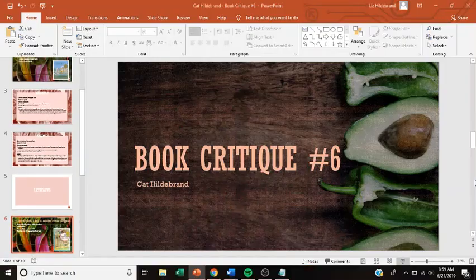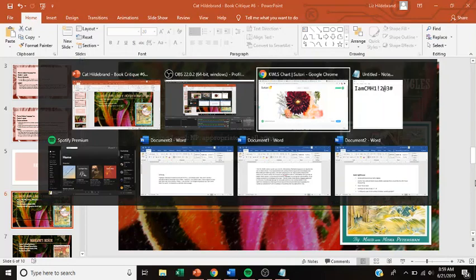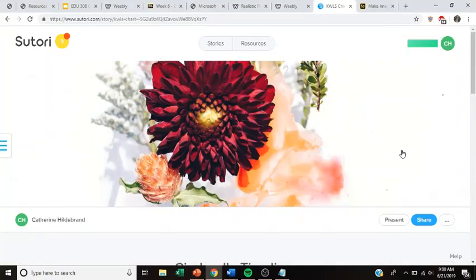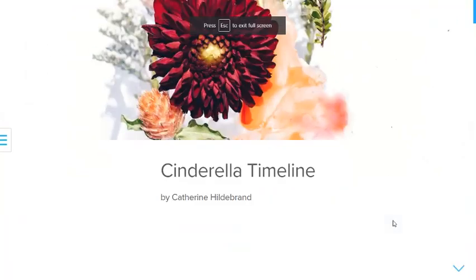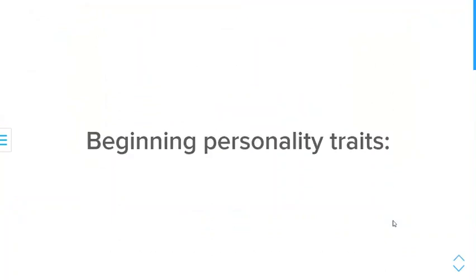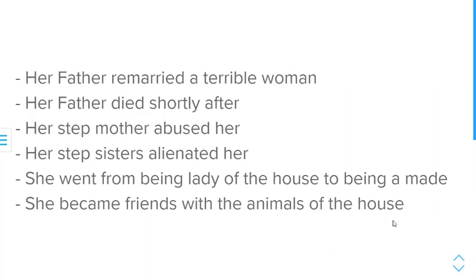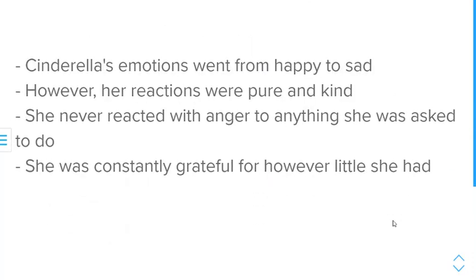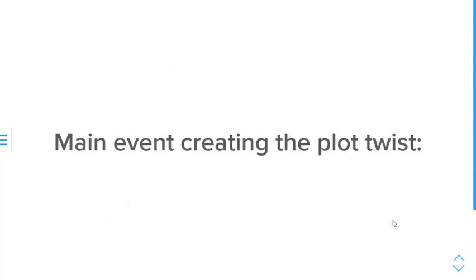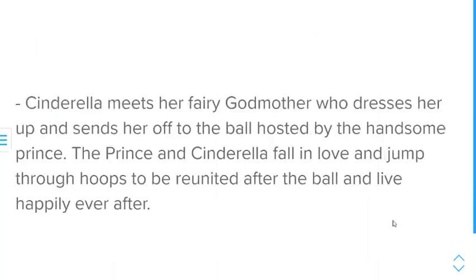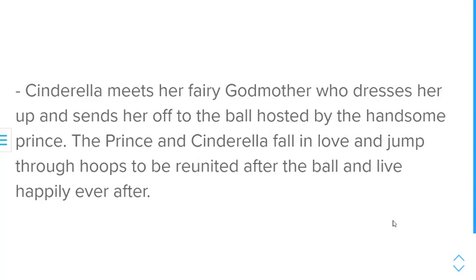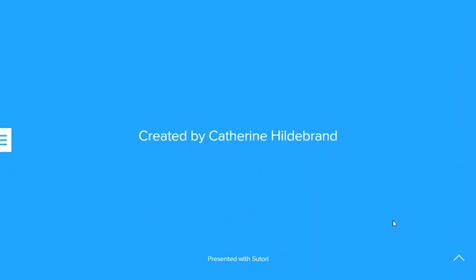Okay, artifacts. This is the slideshow. So this is Sutori. And so I just created a very simple character sketch timeline. But it's an awesome site. And so it goes through and you fill in questions and answers. So effects. How did she react? Main event for the plot twist was meeting the prince, and then they lived happily ever after.